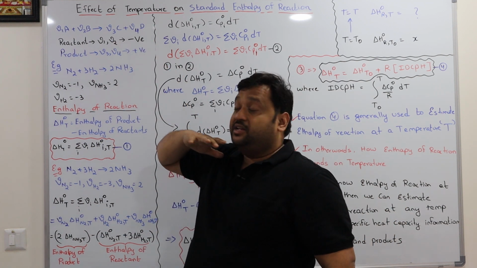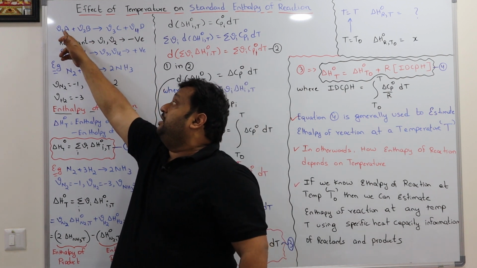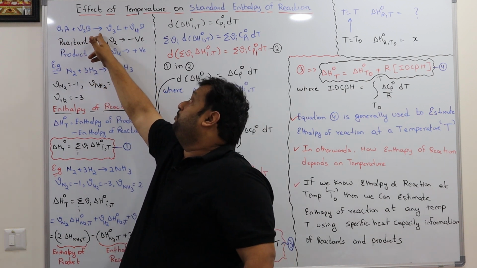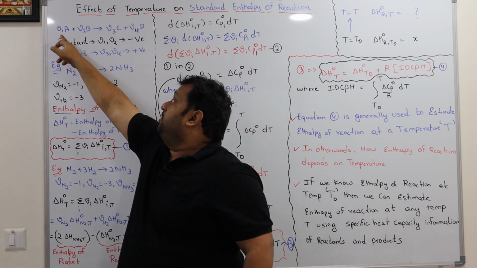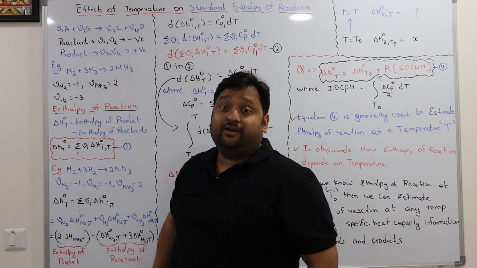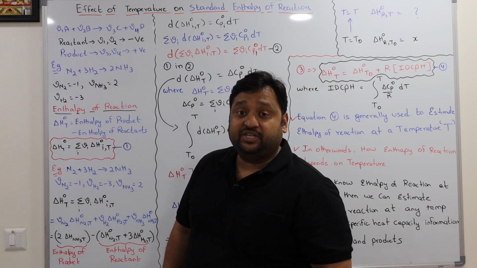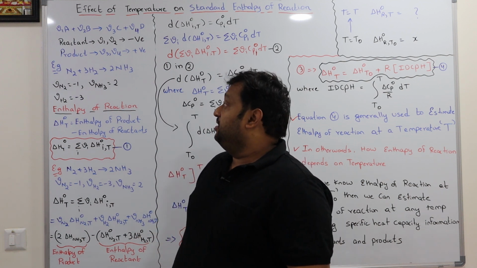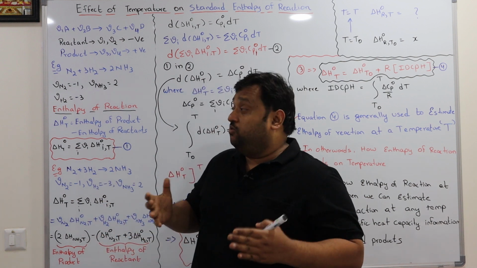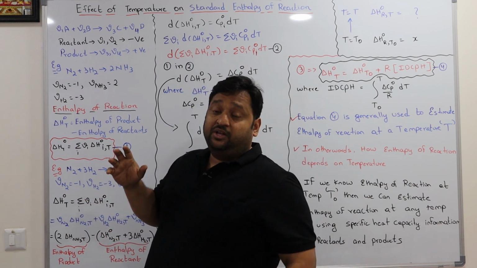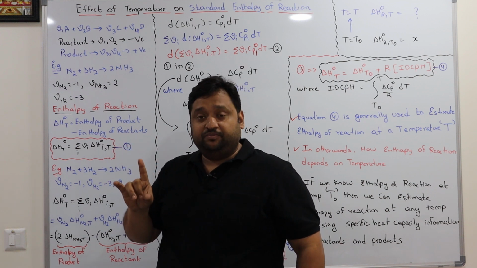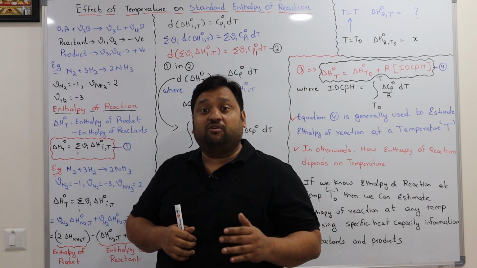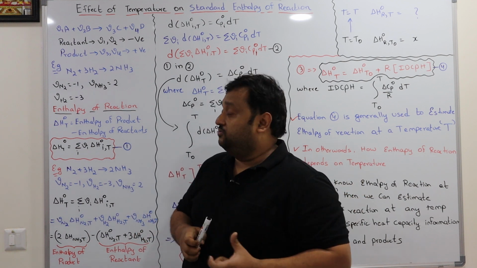Imagine a reaction nu1 A plus nu2 B gives rise to nu3 C plus nu4 D. Nu1, nu2, nu3, nu4 are the stoichiometry coefficients in a reaction. So it is customary to follow that the stoichiometry coefficients of the products are taken as positive and the stoichiometry coefficients of the reactants are taken as negative.